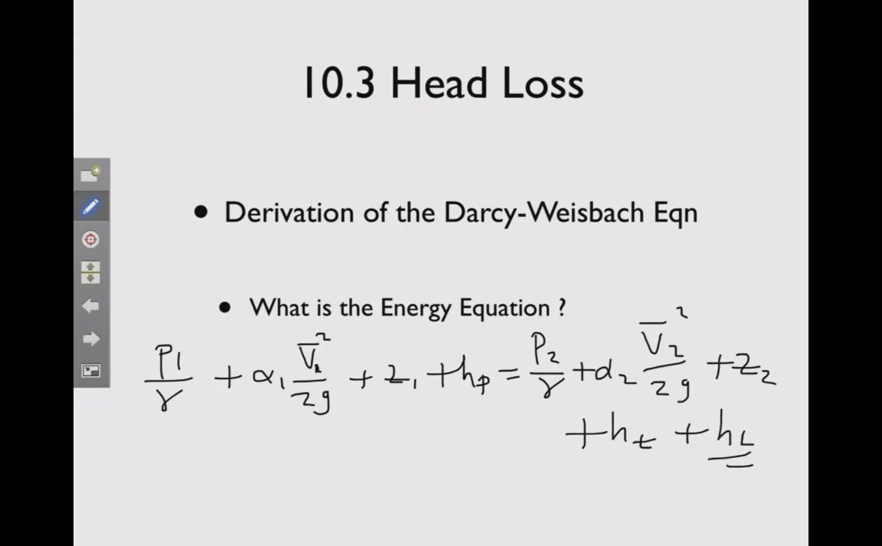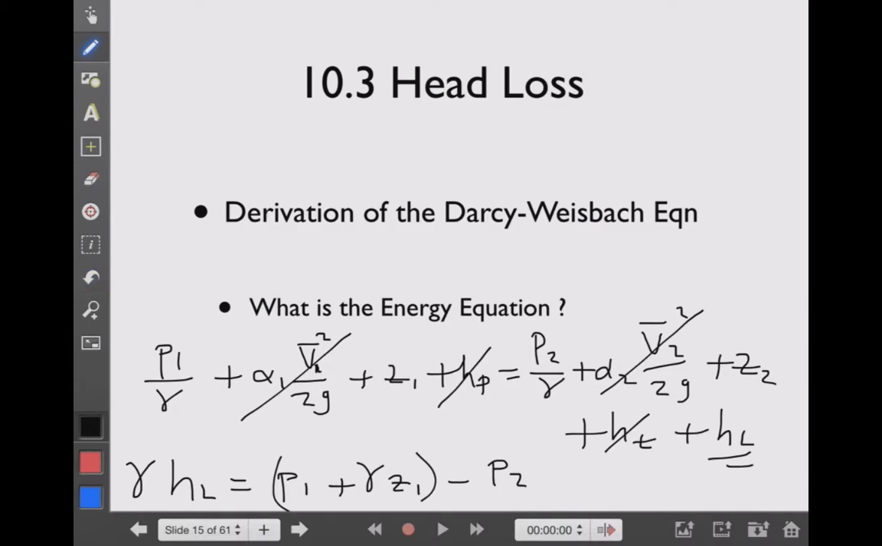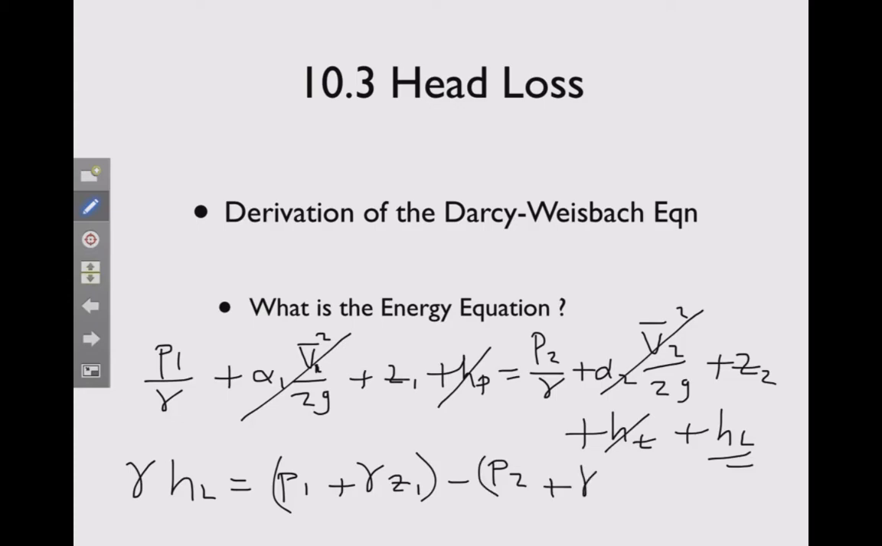Now this is what we want. This is what we're going to solve for, and we are going to note that the pump and turbine terms are 0, and that the velocities, because it's steady, are going to cancel out. So if we rewrite this, as we've done quite a few times, we can write the head loss times gamma as equal to P1 plus gamma z1 minus P2 plus gamma z2. I'm sorry, let me go back and see if I can erase those.